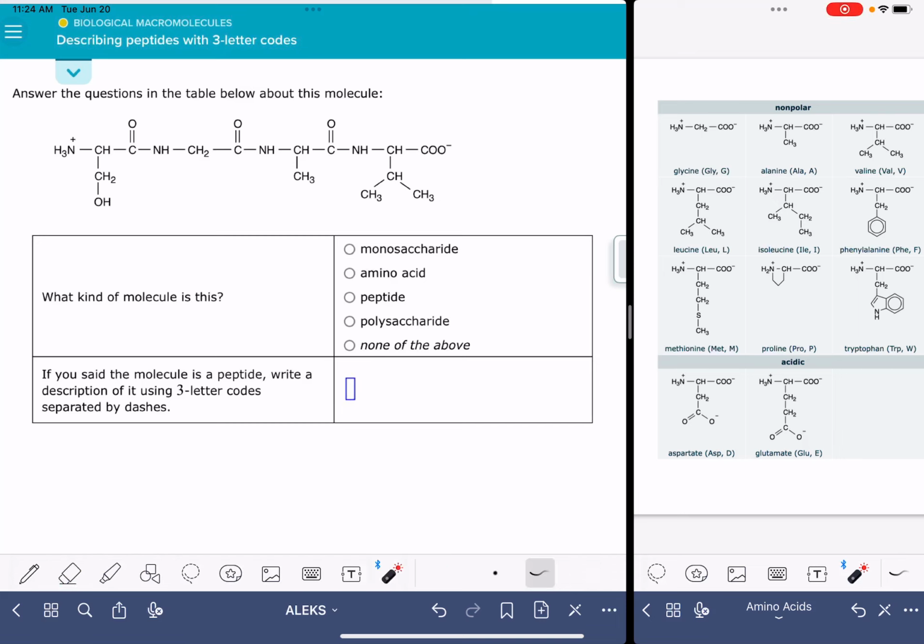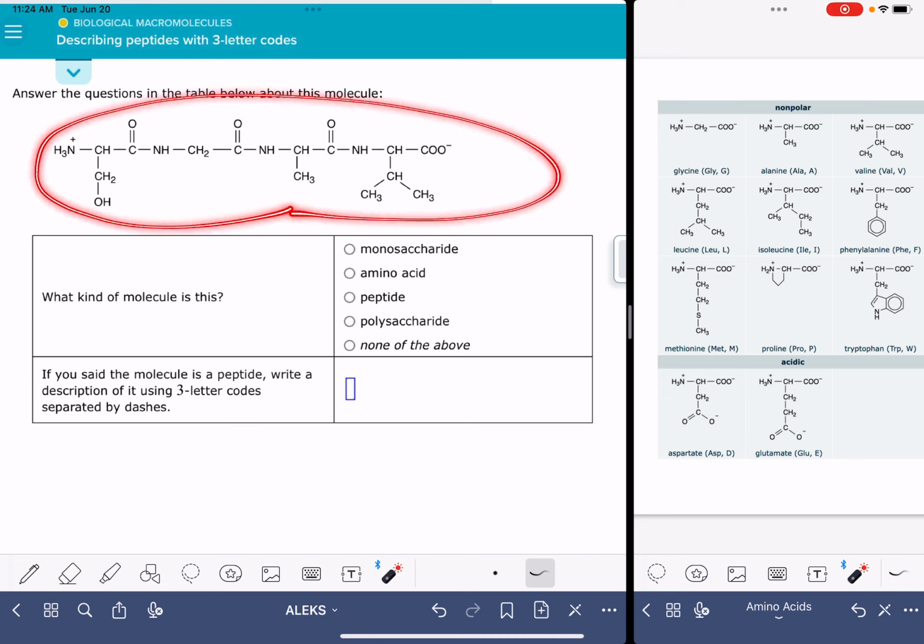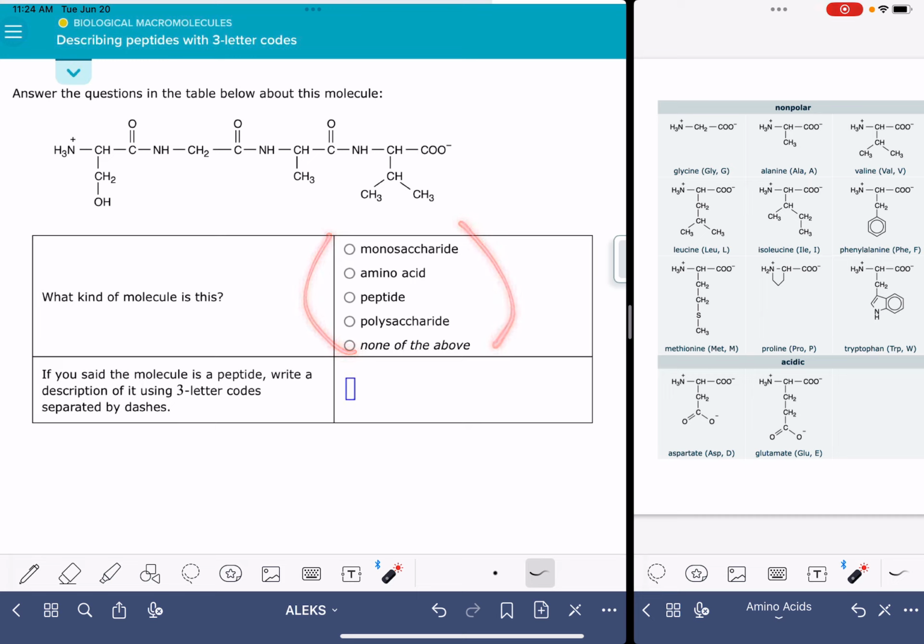In this video, we're going to work on the ALEKS problem called describing peptides with three-letter codes. This problem is going to give us the structure of a molecule. It's going to ask us to describe what type of molecule it is, and if it's a peptide, it wants us to describe that peptide using the three-letter codes of the individual amino acids in the molecule.